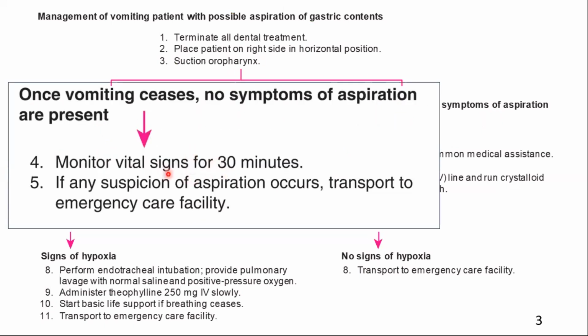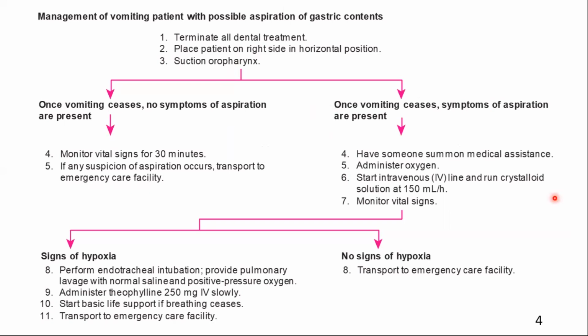Continuously check the patient's heart rate, blood pressure, and respiratory rate for 30 minutes. If there are any signs of aspiration, that is respiratory difficulty, wheezing, the patient should be transported to an emergency care facility immediately. Now consider the second condition.